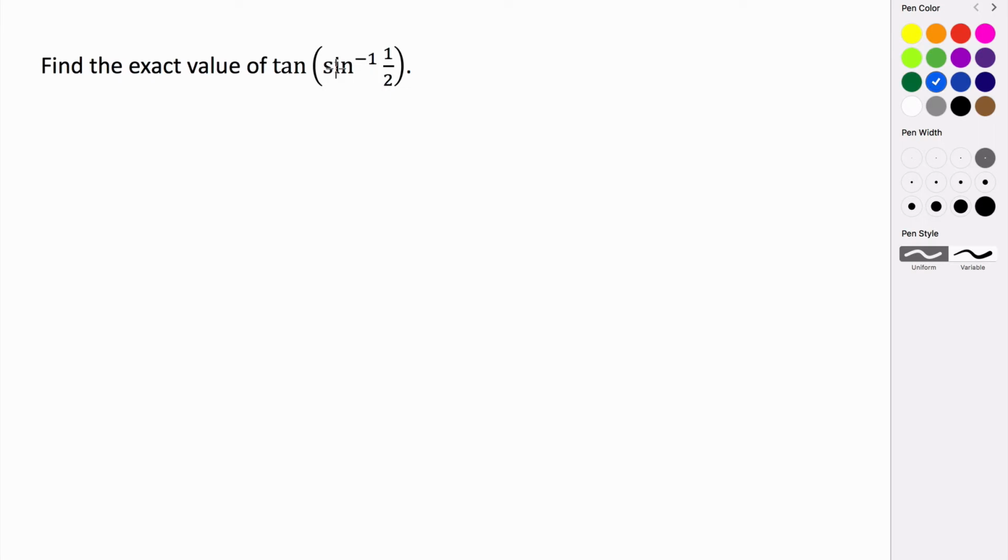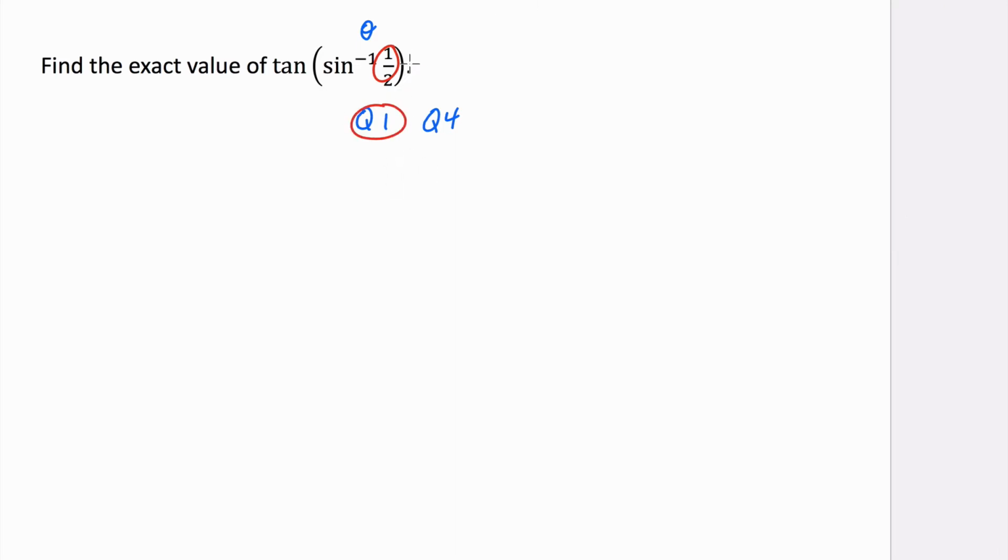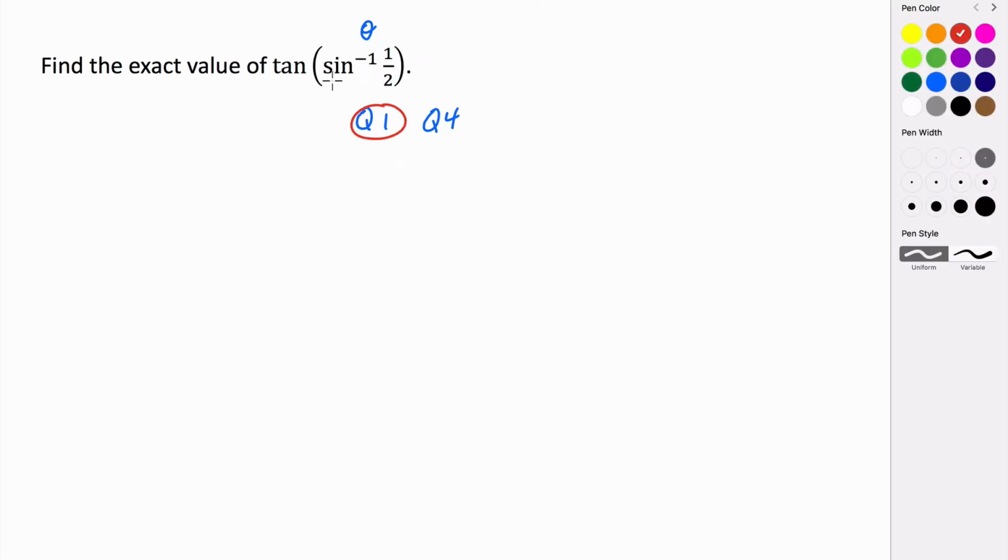So you're basically just going to evaluate the inverse sine of 1/2. Whatever this gives you, you're going to then evaluate the tangent of that. So if you recall, the inverse sine is going to give us some angle measure theta, and the inverse sine is restricted to quadrants 1 and 4, so we have to figure out which quadrant this is going to be in. Now, because the argument of our inverse sine is positive, that tells us that we are going to get an angle in quadrant 1. The output of this is going to be an angle in quadrant 1.